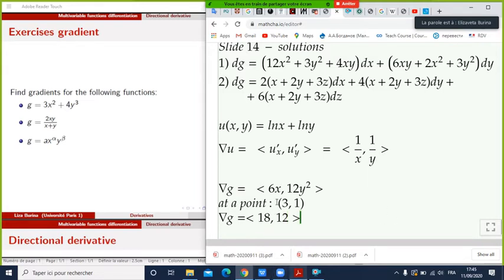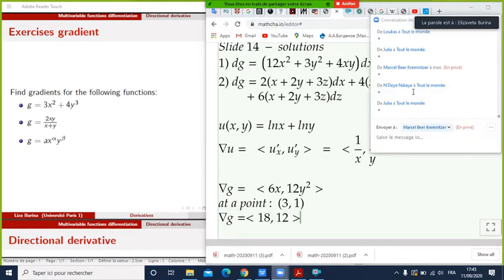I just substituted, replaced x with 3 and y with 1. And why am I doing it in this function? Why am I doing it with these numbers? Just because I invented them, I came up with them. Maybe for some reason I need the directional derivative starting from this function. And we can get the value of the function as well.